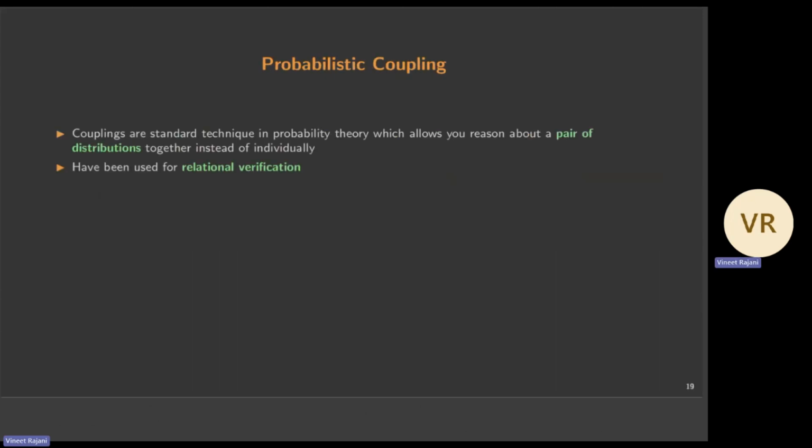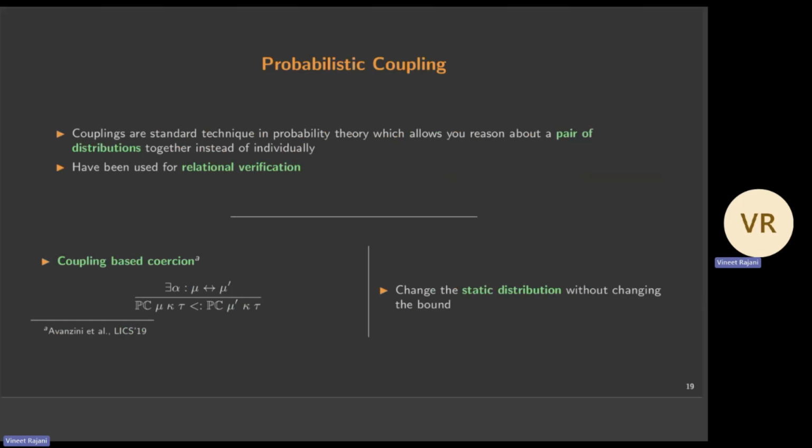So to handle this problem, we make use of probabilistic couplings. Now, couplings are a standard technique in probability theory, which allows you to reason about a pair of distributions together instead of reasoning about them individually. As a result, couplings have found a good use in the verification of relational properties. However, our use of couplings is very different. The key idea that we have is we have a rule in the logic which allows you to coerce a complicated distribution to a simpler one as long as there is a coupling between the two. Now, prior work from LICS 19 makes similar use of couplings. However, LICS 19 takes a very different approach to cost analysis.